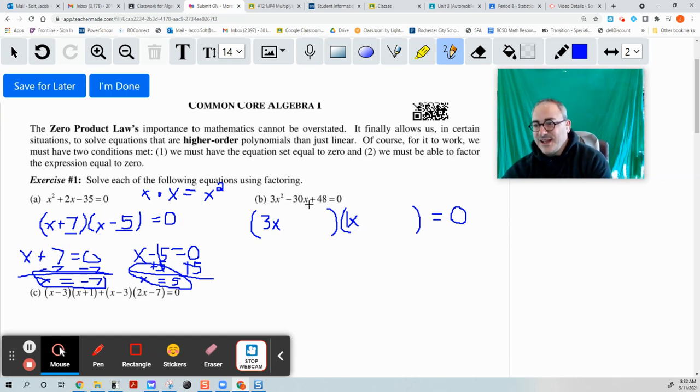Now I'm going to skip the middle for right now. I'm just going to think about 48, all the different ways I can get to 48, and I'm going to keep this negative 30 in mind. I need to use factors of 48 where, whatever I put here is just waiting to get multiplied by that 3. I need to think of factors of 48 where if one of those factors gets multiplied by 3, I can add it and I'll get a negative 30.